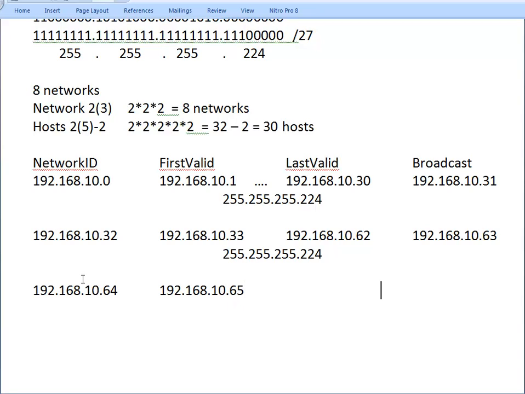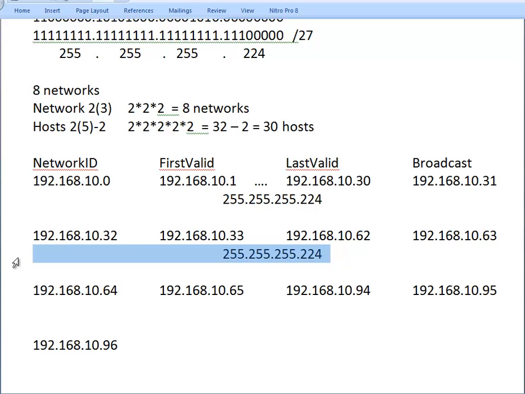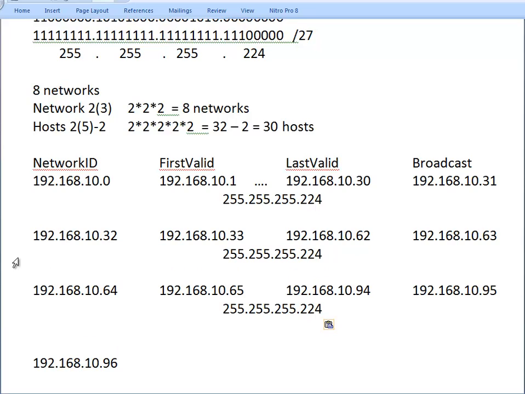And to find the last valid and broadcast, it's better if you find the next network ID. We're just gonna add another 32, so it's gonna be 96. And the broadcast is gonna be 95. And the last valid is 94. Done. We found the third network as well. So as you can see, we continue to add 32 to each network ID, and then we do +1, -1, and so on to complete.